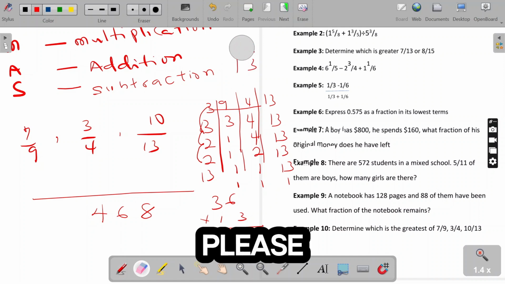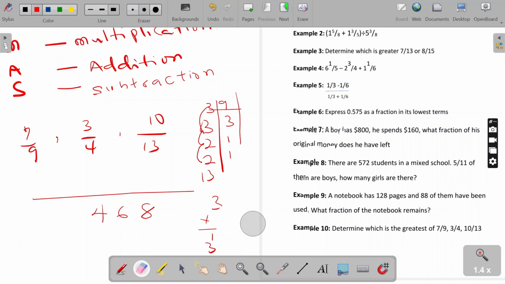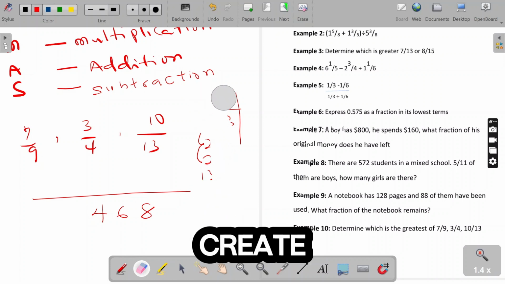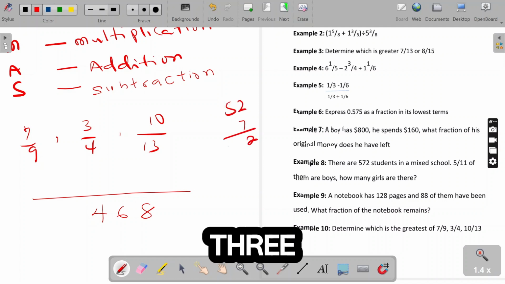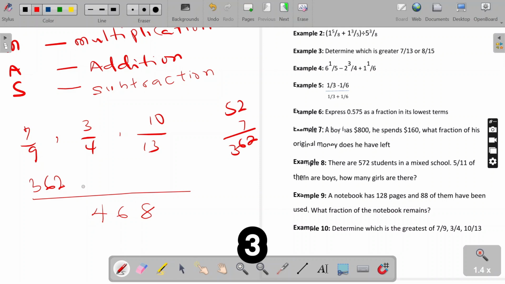Permit me to clean this place, please. So I'm trying to create an atmosphere by which we all will understand this. It's not difficult.